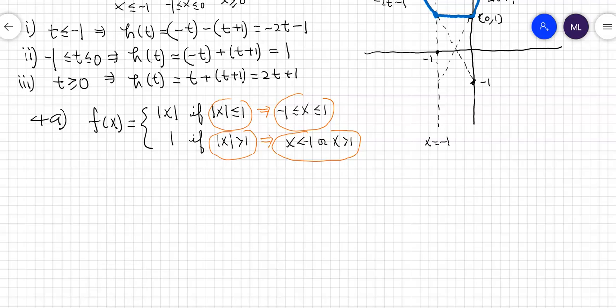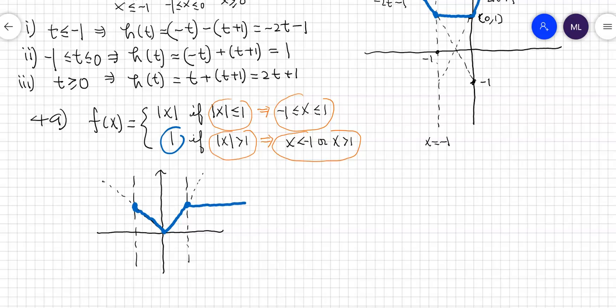So we have this graph then. Between negative 1 and 1, it is absolute value. We know what absolute value looks like. It goes forever like this. But this is only valid between -1 and +1. So it is this and this. And then when x is less than -1 or greater than 1, it is just 1. 1 means what? Just a horizontal line. That's the graph.